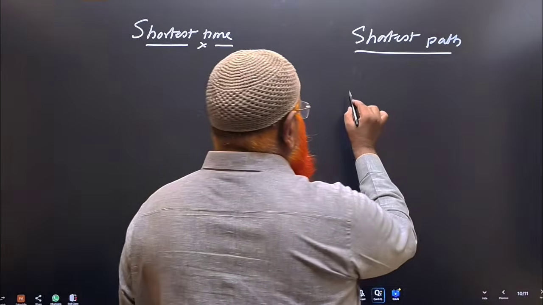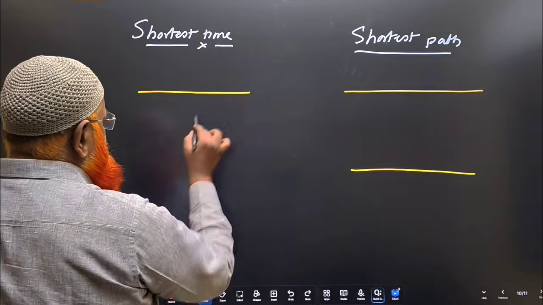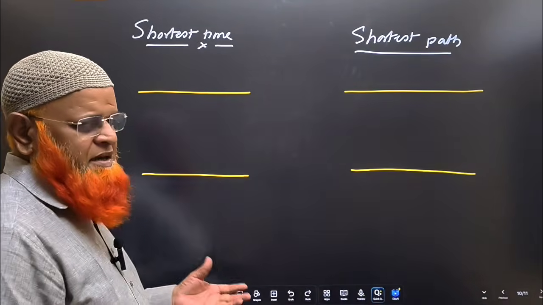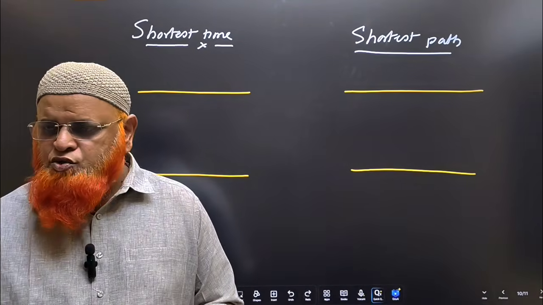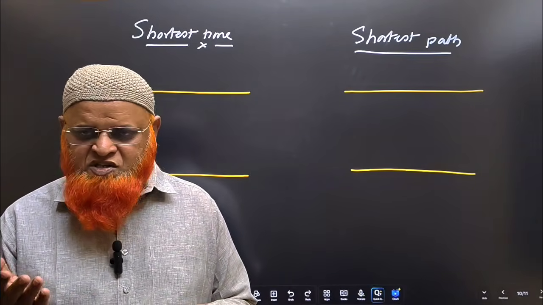Okay, so my dear, let us compare yesterday's topic with today's topic: shortest path and shortest time. Very simple here. All you should know is Pythagoras theorem. And for knowing Pythagoras theorem, which class is required?